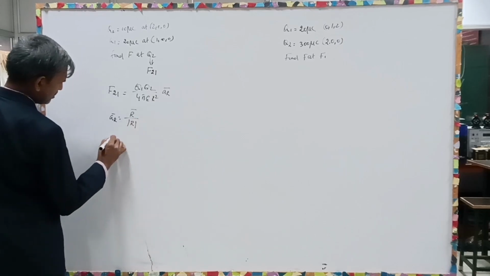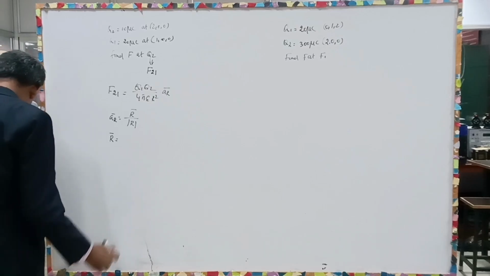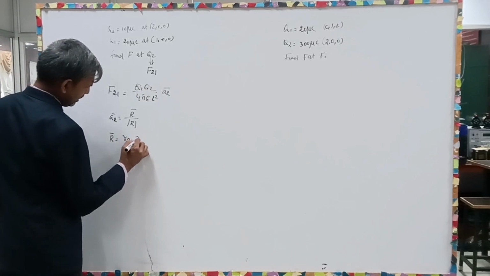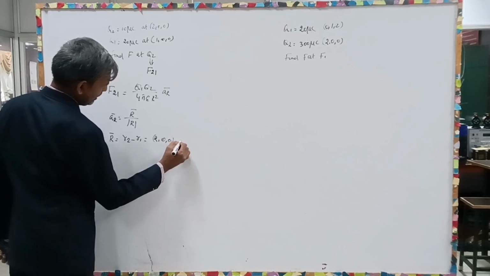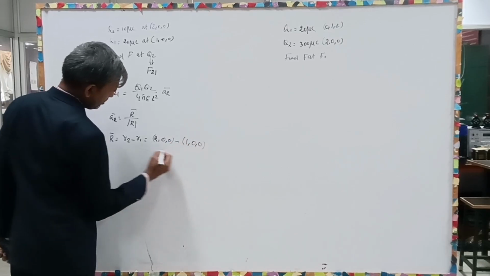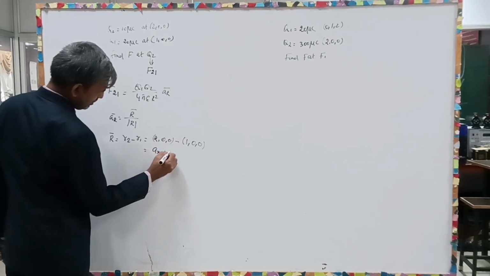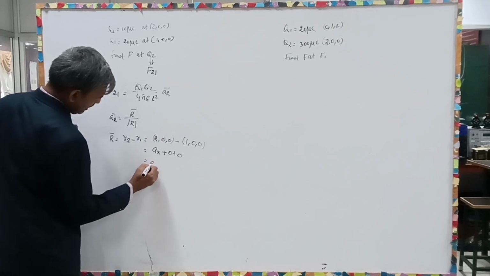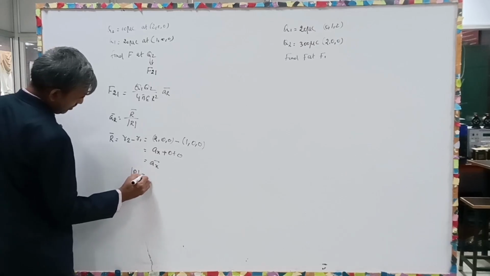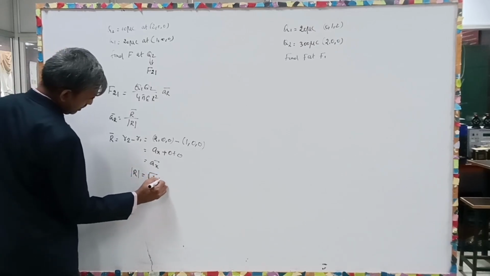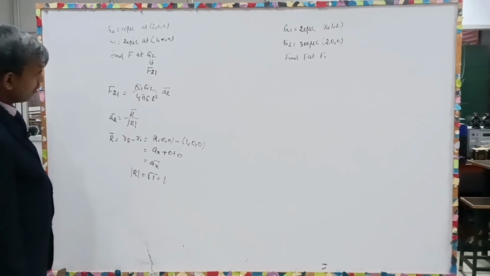So r vector is equal to, we are finding the distance vector r2 minus r1. So r2 is 2, 0, 0 minus 1, 0, 0. So 2 minus 1, 1. So ax plus 0 plus 0. So we get the ax vector. Now we take the modulus of r, so root of 1 is equal to 1. Now we get the r value along with the unit vector value.